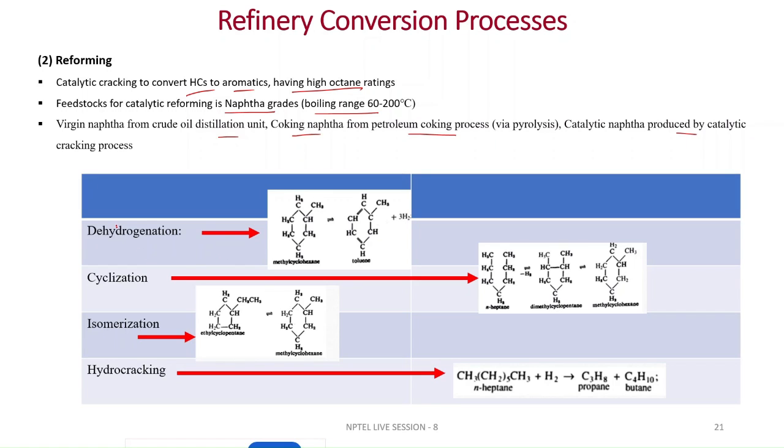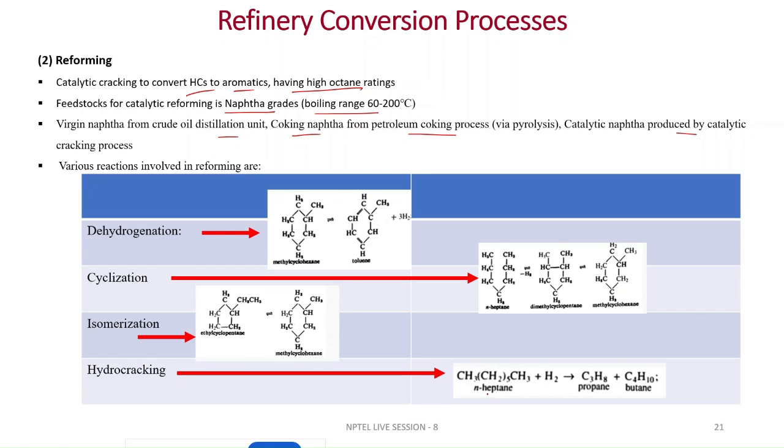So you can see these are the reactions involved in the reforming. First one is dehydrogenation. Dehydrogenation is of methyl cyclohexane. Hydrogen is being removed from this system and it becomes toluene. So it has a very high octane rating. Cyclization, it is N-heptane and dimethyl cyclopentane. So you can see in that reaction that it becomes a cyclic compound. This is the methyl cyclohexane. Isomerization, that is ethyl cyclopentane, it becomes methyl cyclohexane. Isomers form.